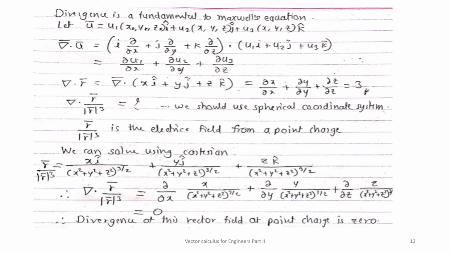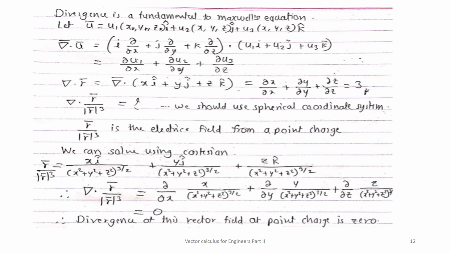Now del dot R bar divided by R bar cubed, these equations we are going to derive. Why are we considering this equation? Because these equations indicate an electric field from a point charge. So when you solve these equations, you will get 0. That indicates that divergence of this vector field at a point charge is 0. We are going to study these equations afterwards when we start the actual electric field in electromagnetic engineering. At that time we are going to use this equation.